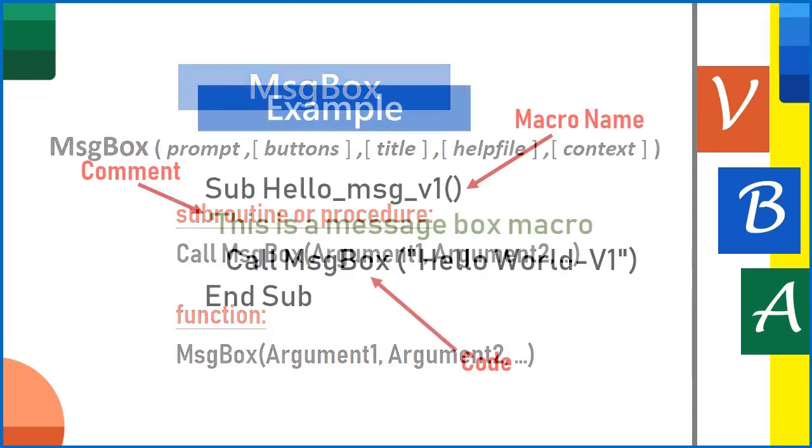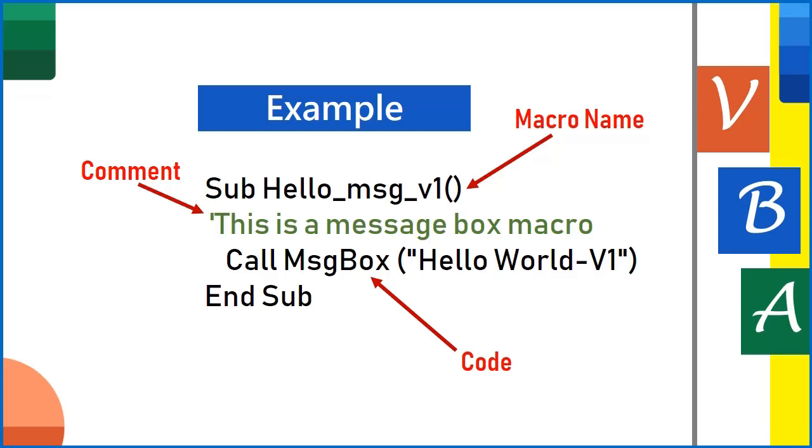Section 1, Simple Case. Let's start with our first example, which is the simplest case. This is a subroutine that displays a message box with the text Hello World v1. There are 3 versions in this episode, so we add v1, v2, or v3 to distinguish them. This macro displays a simple message box containing the text Hello World v1.